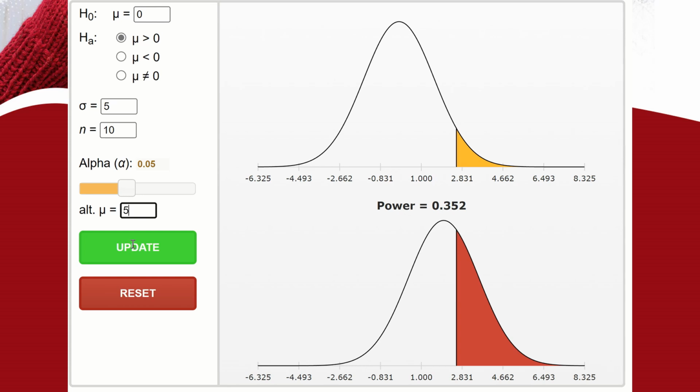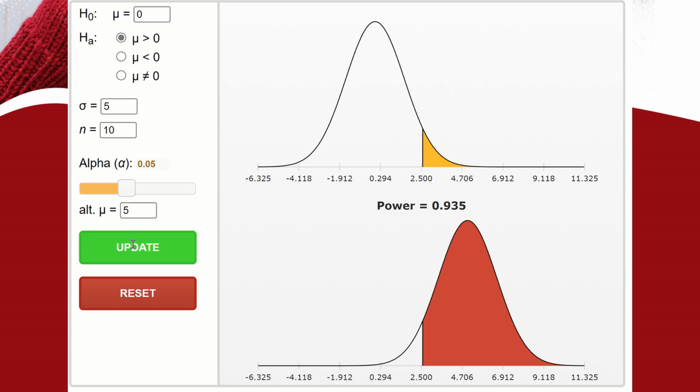But let's look at this for the scenario. Okay, boom. If there really is a height difference of 5 inches and I've said that it's 0, I'm going to easily detect that with my data, right? I'm going to reject that a lot because, in real life, the real mean is going to be over here. So my power is really large.